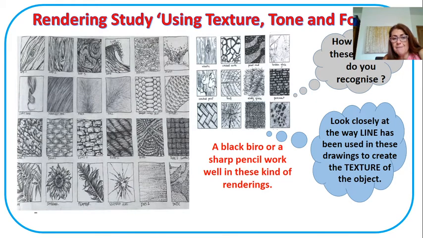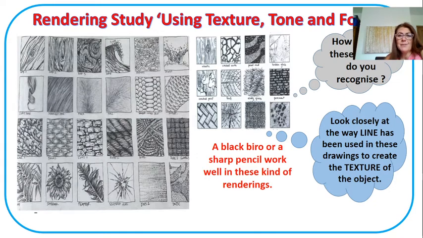Now what makes this really effective is that the person has used a black biro or a sharp pencil to make the really dark tones very, very dark. So for example, if we look at this one here, which is wool or rope, you can see that between the strands it's very, very dark. If you do your darks very dark, it's going to make the rest of the image stand out from the page, and if you can give it that 3D look, we would say it was rendered rather than shaded.